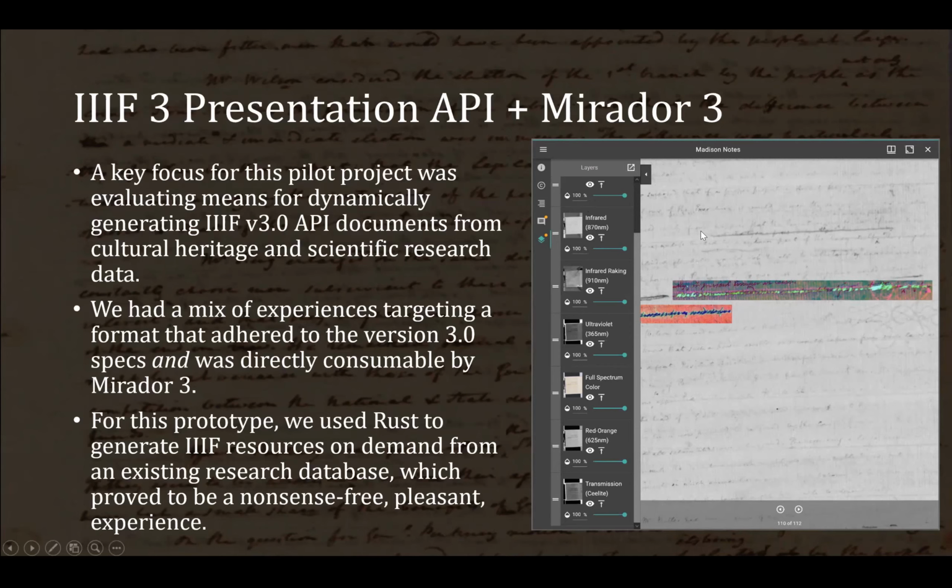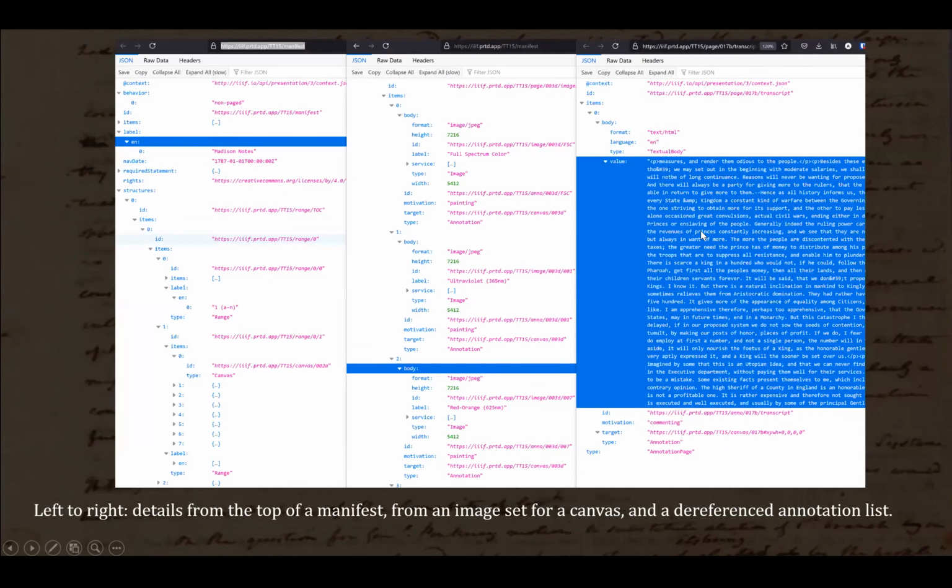Could you go to the next slide, please, Chris? Just in very little time at all, was able to pull together an API for creating manifests, canvases, and annotations, with the transcriptions that Chris has tirelessly been putting together.